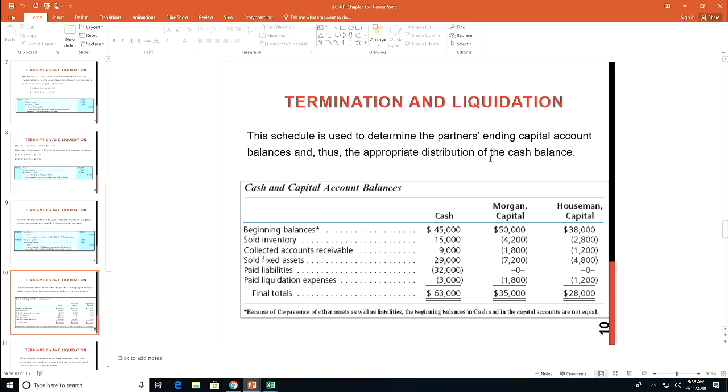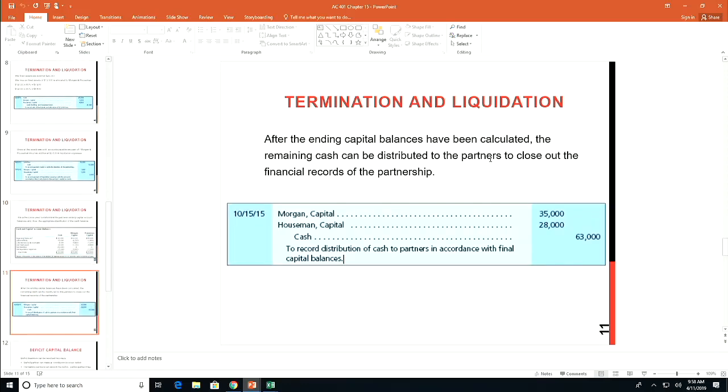Now, things are not that straightforward. When you are doing these adjustments, you may see some of the capitals might be negative now. That means we call it a deficit partner. What will happen? So this is the last entry. We are paying cash. We are closing capital.